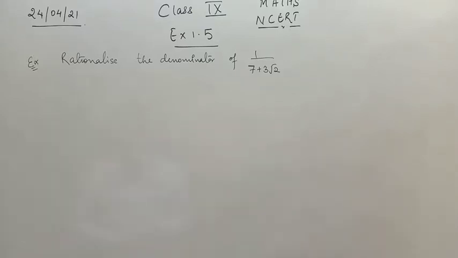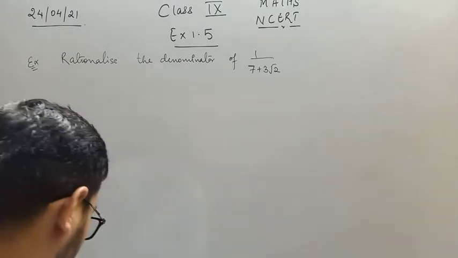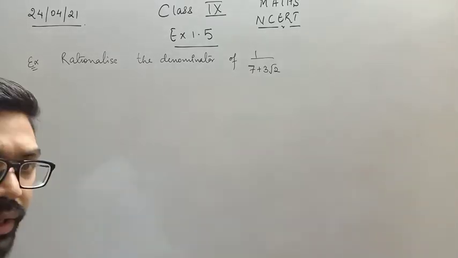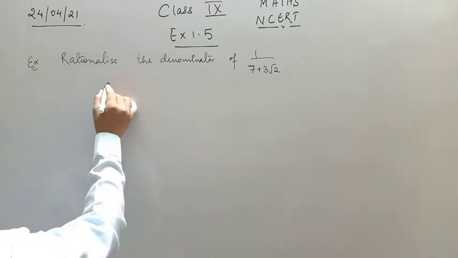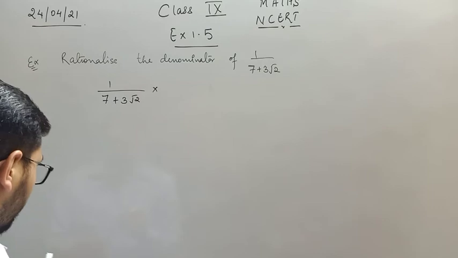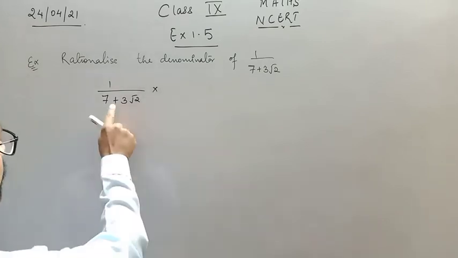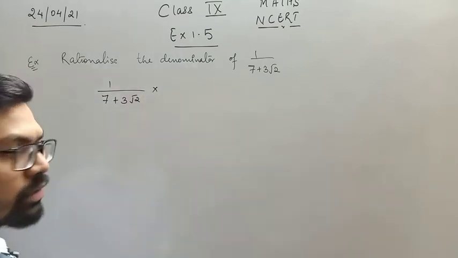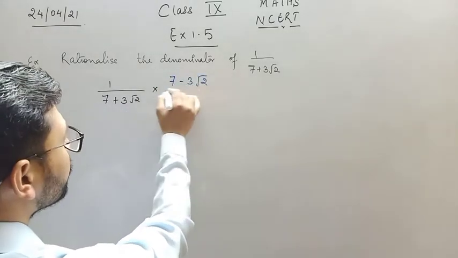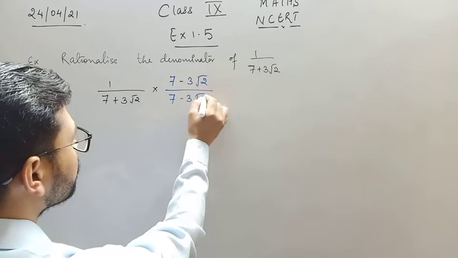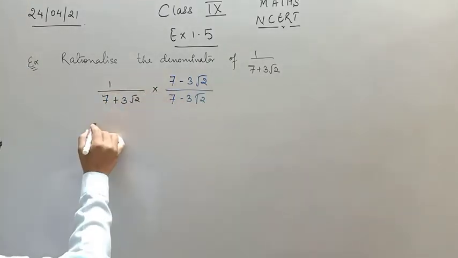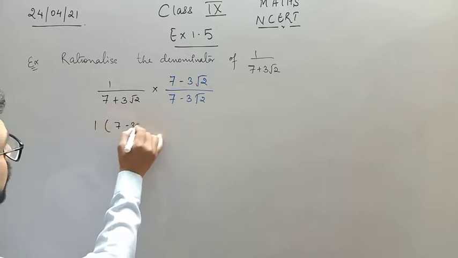Please note it down fast. Now there is another example, and the next example is to rationalize the denominator of 1 upon 7 plus 3 root 2, right? How to solve this? 1 upon 7 plus 3 root 2. So how to rationalize this? This is plus, so what I'll need to write here is negative. So 7 minus 3 root 2. Now, what will I get in the numerator? 1 into 7 minus 3 root 2.